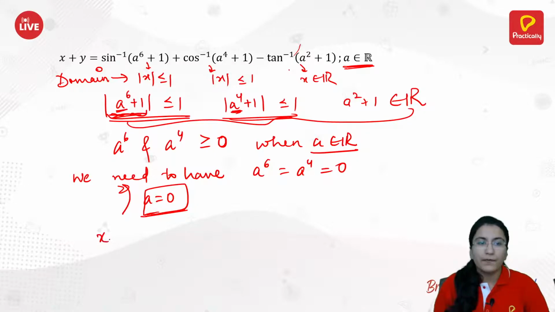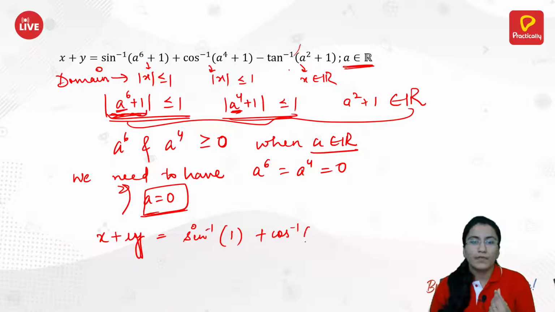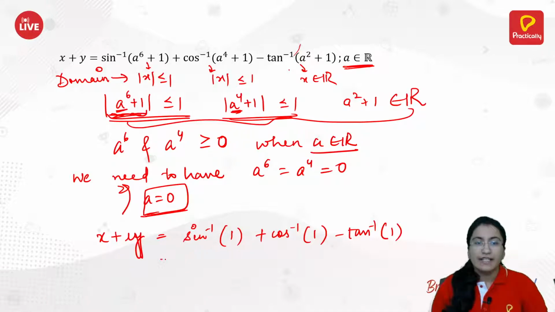That means you have x plus y equals sine inverse of 0 plus 1, which is sine inverse of 1, plus cos inverse of 0 raised to power 4 plus 1, that is again 1, minus tan inverse of 1. Just put the value of each. Sine inverse of 1 is pi by 2. Cos inverse of 1 is 0. Minus tan inverse of 1 gives pi by 4. So you have an overall value of pi by 4.